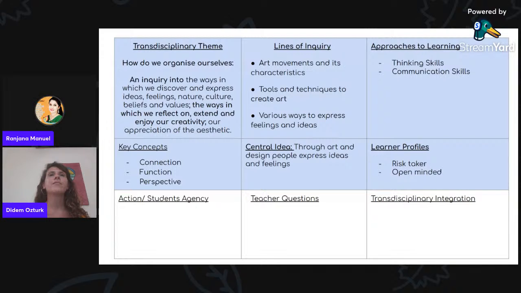So we did get a response, and we can integrate music, we can integrate English, visual arts. Of course, the central idea itself is about art. We also got a response that we can integrate PE, physical education. Great.